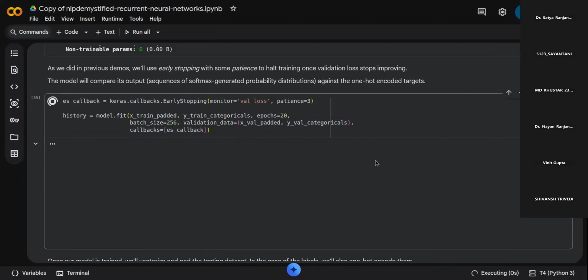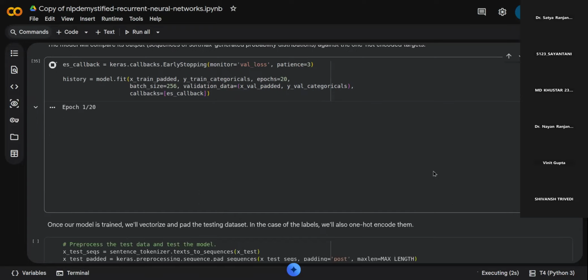So when you train it, you will see after certain epochs, when the validation loss stops decreasing, it will be stopped. So this is one kind of regularization we have already discussed. So let's see.